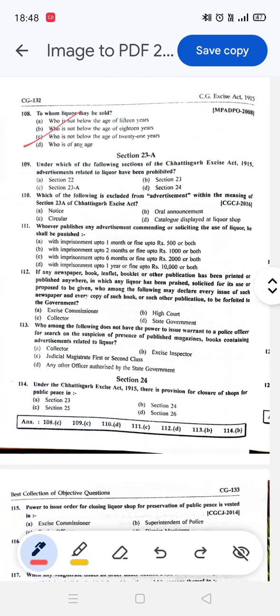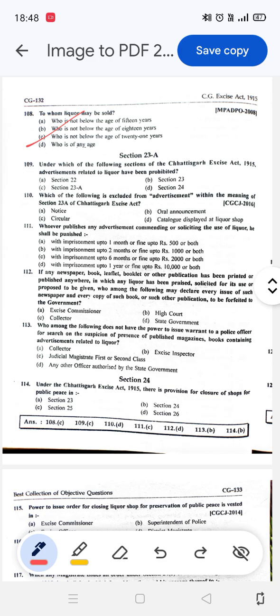Question number 109. Under which of the following sections of the Chhattisgarh Excise Act 1915 have advertisements related to liquor been prohibited? So it is given in section 23A. So option C is correct. Question number 110. Which of the following is excluded from advertisement within the meaning of section 23A of the Chhattisgarh Excise Act? So here option D is correct. Catalog displayed at the liquor shop.